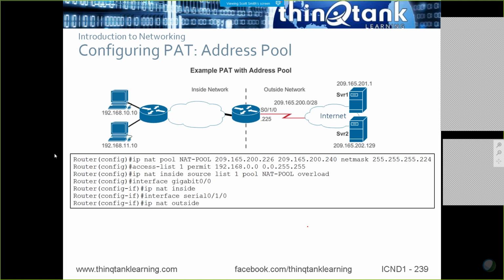Now, this would be a configuration that would be used in a very, very large enterprise, maybe 10,000, 20,000, 30,000 users going out to the internet through the same connection. Because what's going to happen is each address in the pool is going to be used over and over again until it's exhausted.